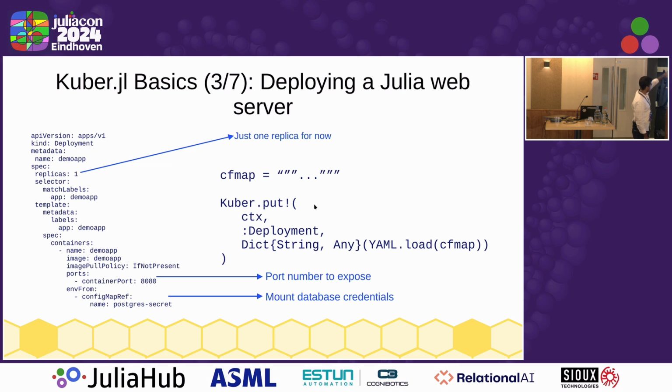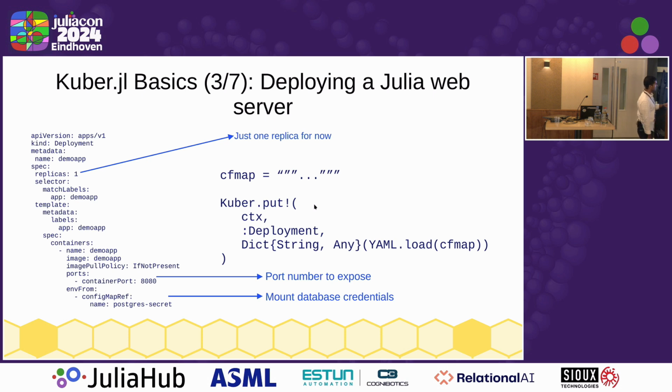And I've just highlighted some important parts of this. So you can mention the number of replicas. So that's the number of containers you want. It's just set to 1 for now. There's a port 8080. And then there is the Postgres secret we just created. We just mount it as environment variables here.